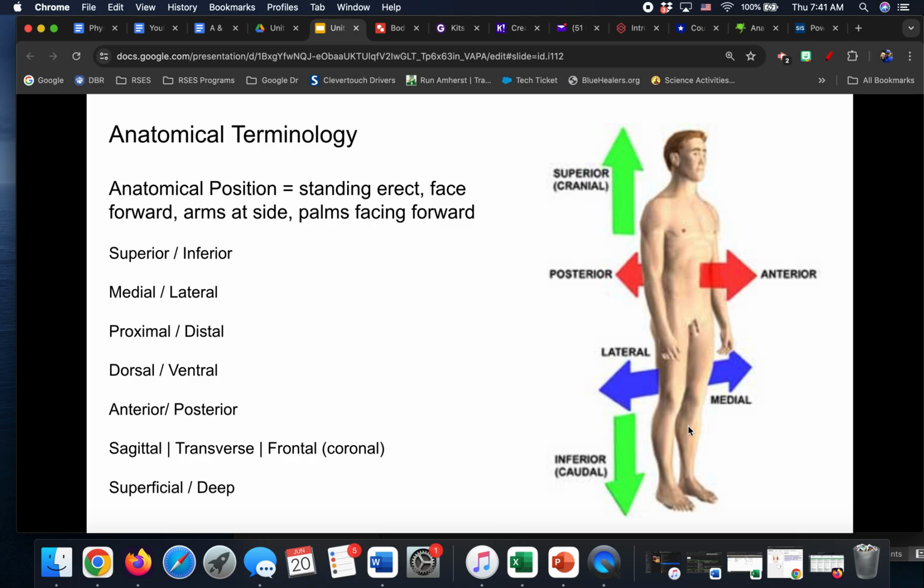At any point I may say, the forehead is superior to the knees, something like that. So this is just a review slide. Pause, look it over if you are still struggling a bit with these, but hopefully we're good by now.